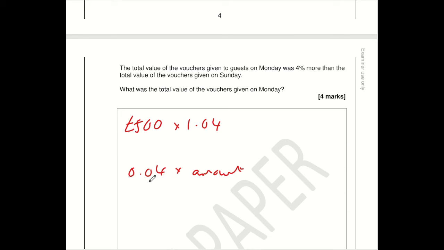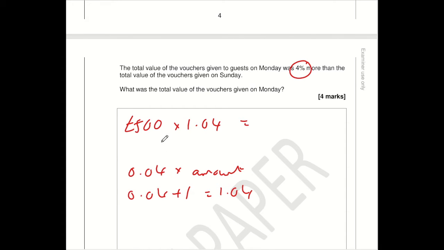And the 0.04, this is the decimal equivalent of the percentage amount. In other words, it's this number here divided by 100. Now, this is the multiplier you would use to calculate 4%. And if you want to increase by 4%, then you just add 1 to 0.04. So 0.04 plus the 1 gives you the 1.04.